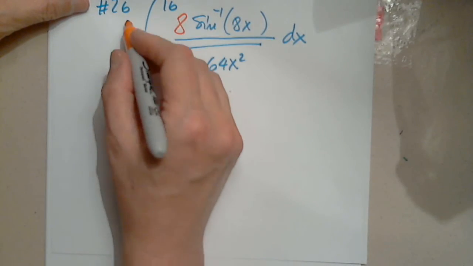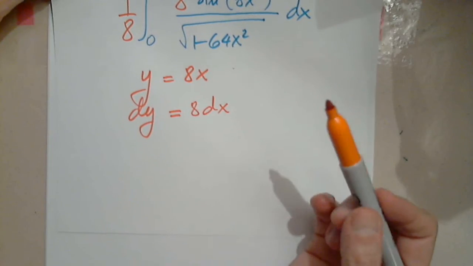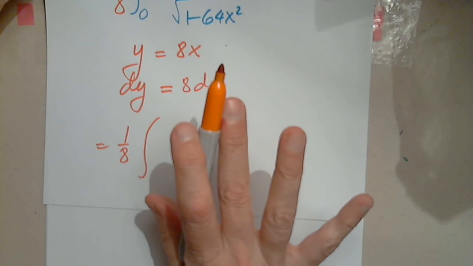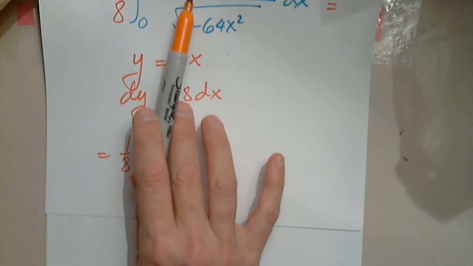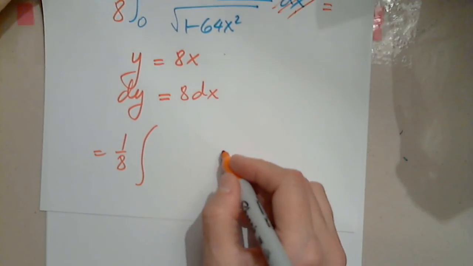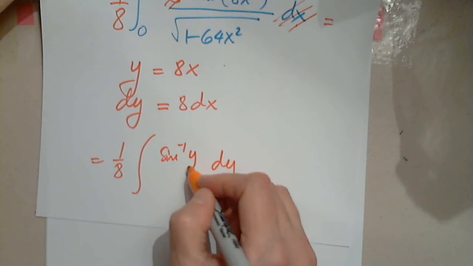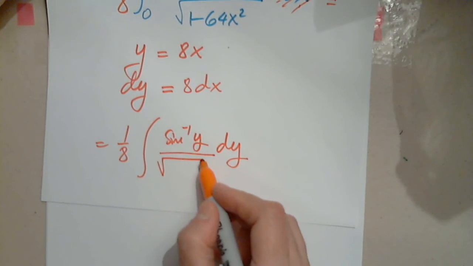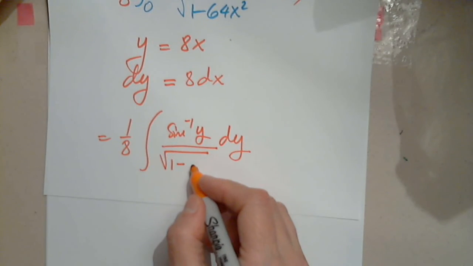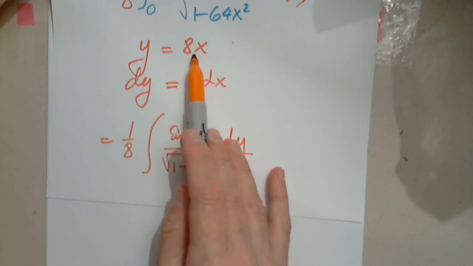No, that's not a big deal. Multiply the numerator by 8, multiply the denominator by 8. If I simplify, I still get 1. Okay, so I have 1 over 8 in front, the integral from. Don't copy the limits of integration. So now I see 8 and dx. These two form the dy. This is sine inverse of y over the square root of 1 minus, when I put this in here, I have y squared. Because when I square y, I get 64x squared.